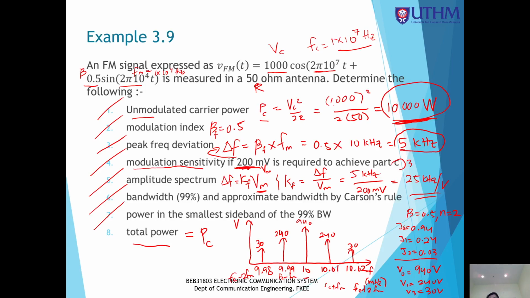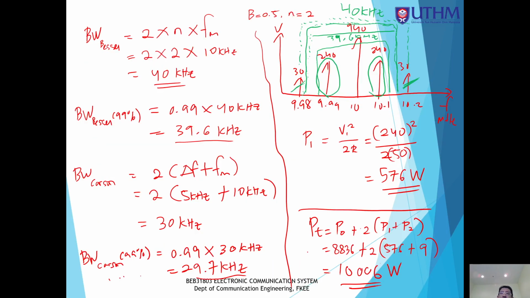Okay, so about this total power. What I did previously is that I didn't consider that we put a band pass filter. If the question continues, after the band pass filter calculate the total power, that means your total power is only equal to P0 plus 2 times P1.